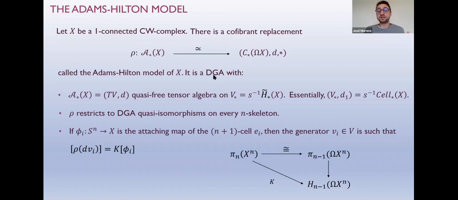Basically, if you have an attaching map, let me say this more precisely. The differential is related to how you attach the maps and it is given by precisely this diagram. If you have an attaching map for a cell, then you have a generator that corresponds to that cell and you have to define what the differential on this generator is. Who do you kill in the previous level? You have to do it in such a way that when you push to the homology of the loop space, this diagram commutes. Here you have the usual isomorphism between the homotopy groups of the n skeleton and the n minus one homotopy group of the loop space, and here you have the Hurewicz map. So that's one way of building this thing.